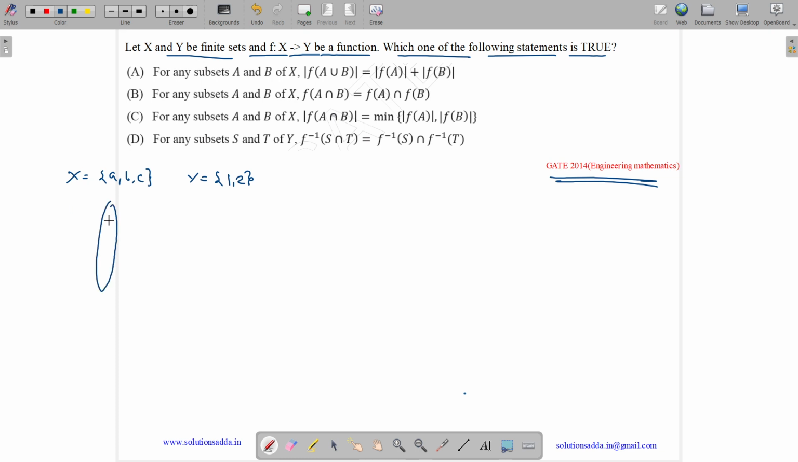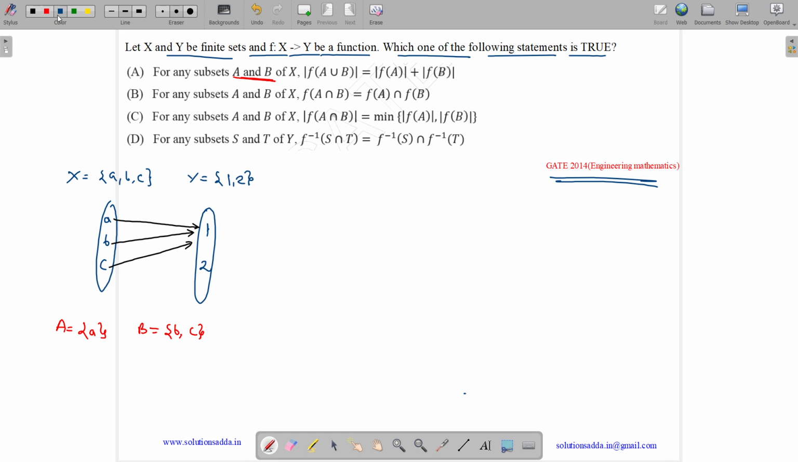So we have a, b and c over here and we have 1 and 2 over here. So what is f of a? f of a is 1, let us assume. What is f of b? Let us assume f of b is 1. What is f of c? f of c is 1. Okay, so it is a many to one function. And let us assume that we have two sets over here, set A and set B. Let us assume set A to consist of a only and set B to consist of b and c.